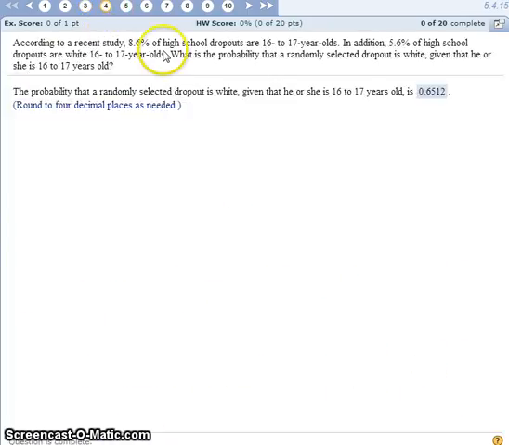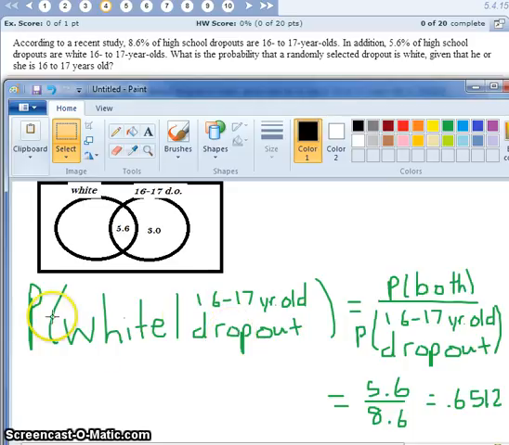For number 4, we're given some statistics about high school dropouts that are between 16 and 17, and also the percentage of high school dropouts that are between 16 and 17, and in addition, they are also white. To find the probability that we randomly select a dropout and that they're white, given that we know they're between 16 and 17, we'd set it up like this. The probability that the person is white if we know they're a 16 to 17-year-old dropout.